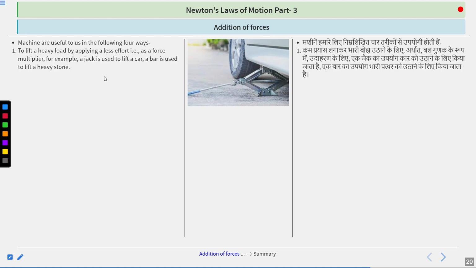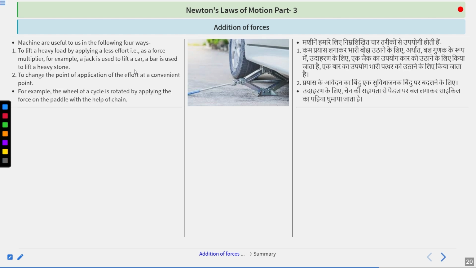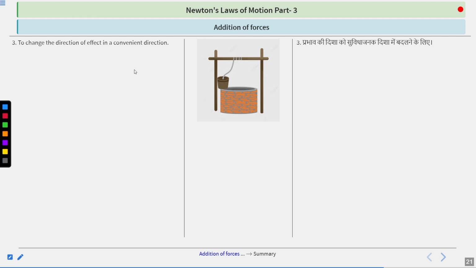For example, when you put a jack below the car, the car lifts up. The car is heavy in comparison with your pulling up capacity. A bar is used to lift a heavy stone. To change the point of application of the effort to a convenient point, for example, the wheel of a cycle is rotated by applying the force on the pedal with the help of a chain.